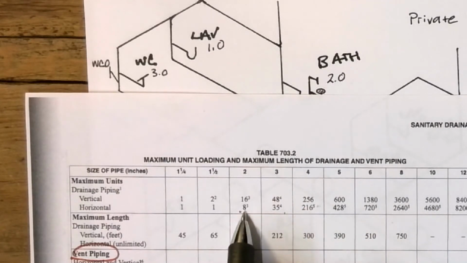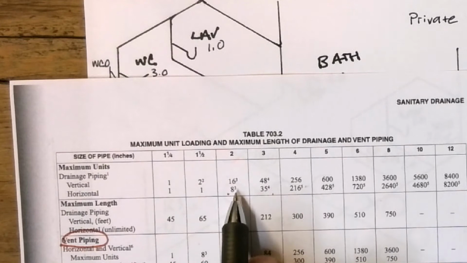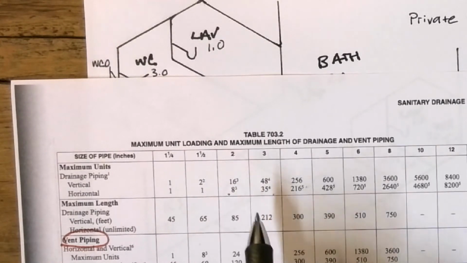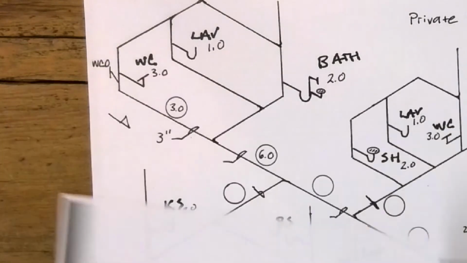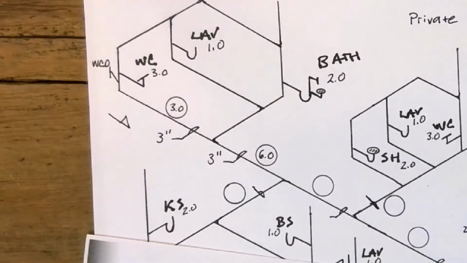This doesn't allow me to do it because 8 fixture units ain't going to cut it with 1 water closet, because note 3 says I can't use water closet. So I go to, boom, it's 3-inch. 3-inch pipe, 6 fixture units.